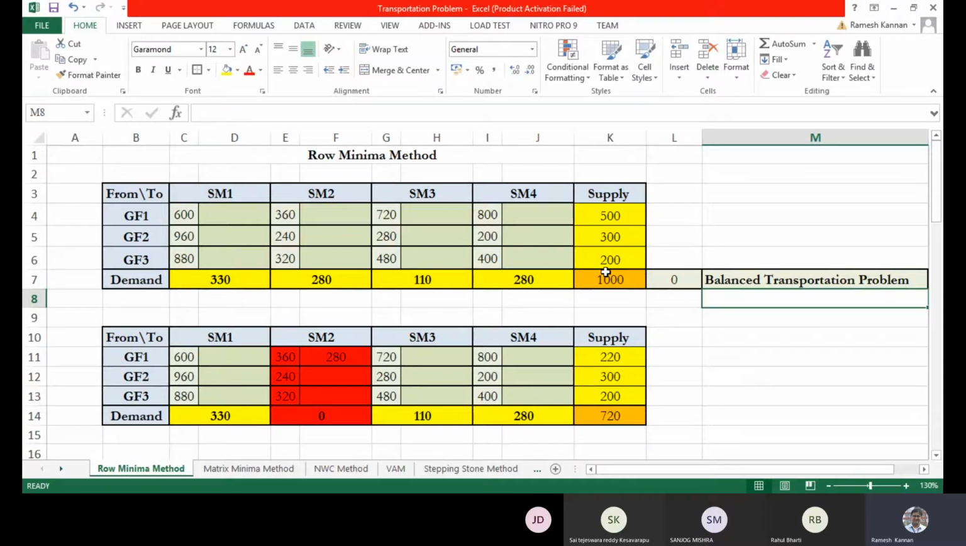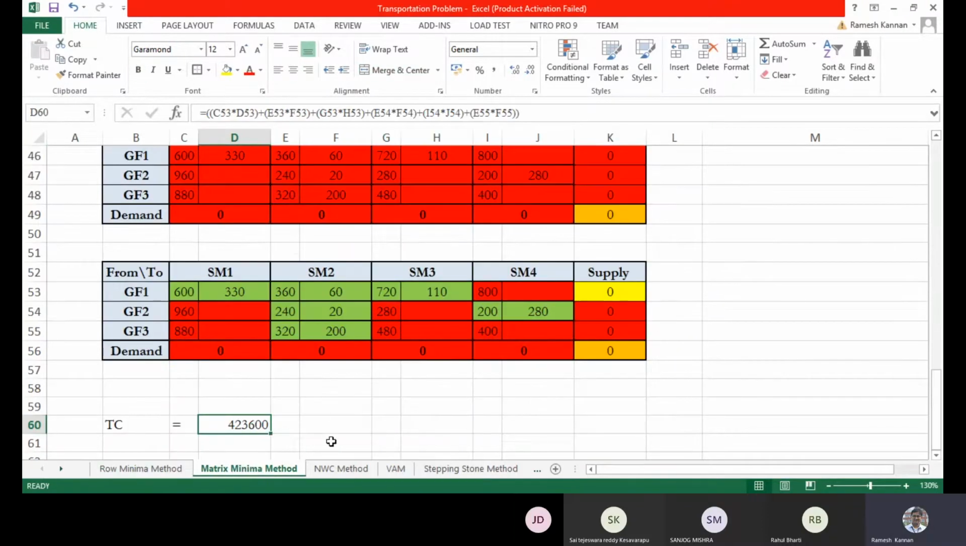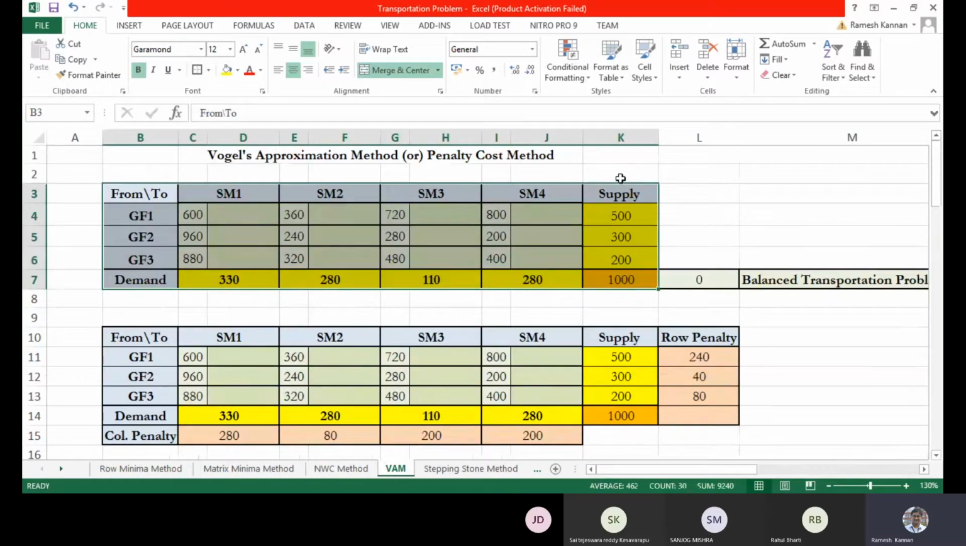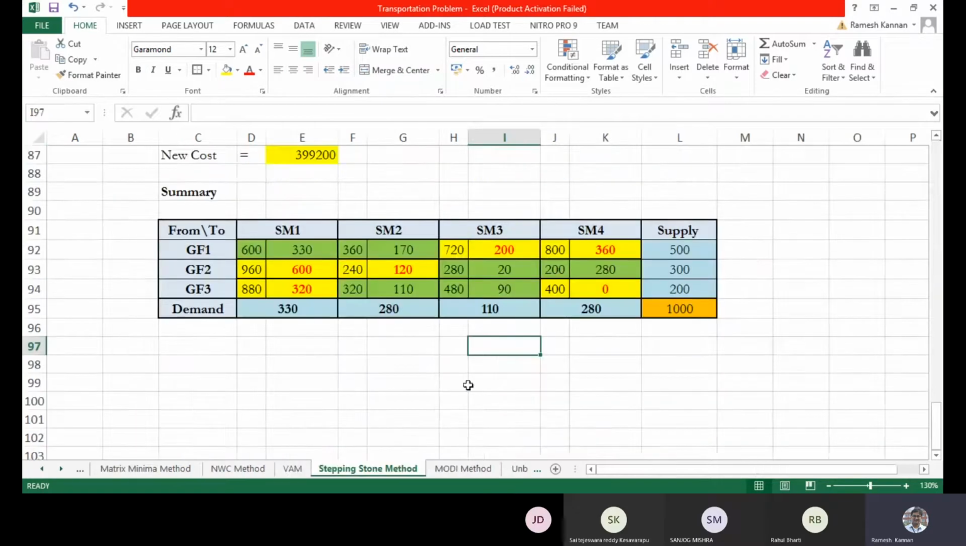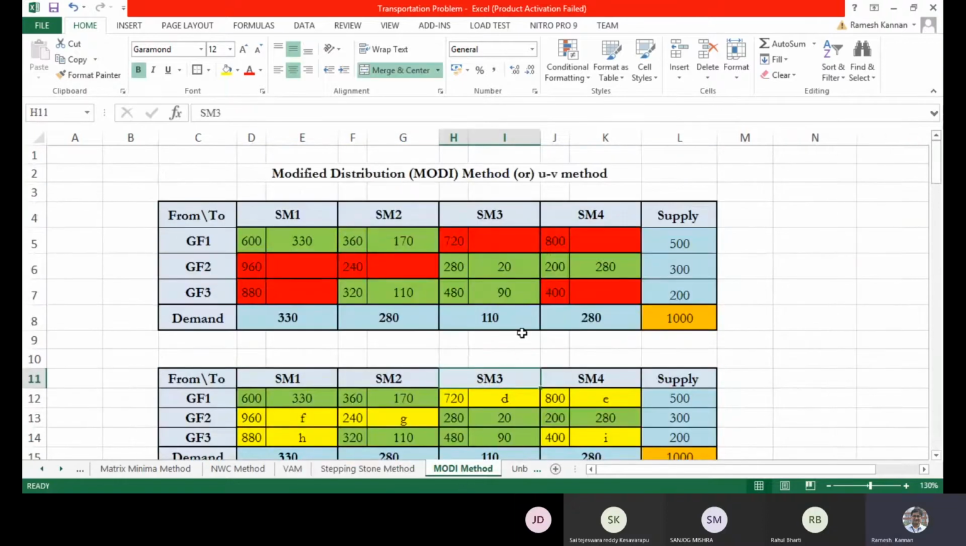lesser than the demand. For the balanced transportation problem, we find the initial basic feasible solution by a method called row minima method, then matrix minima method, then northwest corner rule, then Vogel's approximation method. So these are the different methods to find the initial basic feasible solution. Then with that initial basic feasible solution, we can find the optimal solution using the stepping stone method and the modified distribution method, or UV method. Okay.